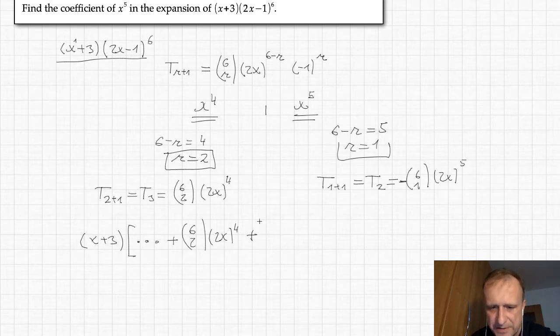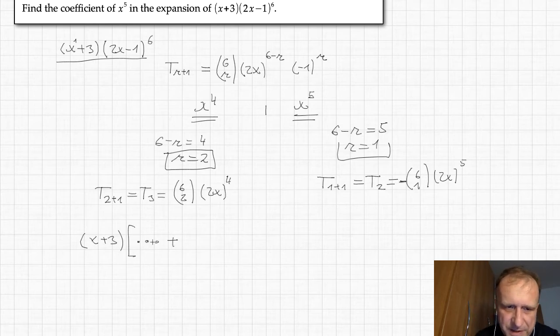Well, actually they are in different orders, so let me write it again. So first of them is the second term. Here was the t sub 1, then we have the second term, which is not even plus, but it's minus 6 choose 1 times 2x to the power of 5.